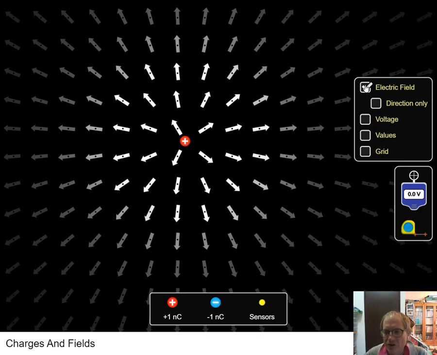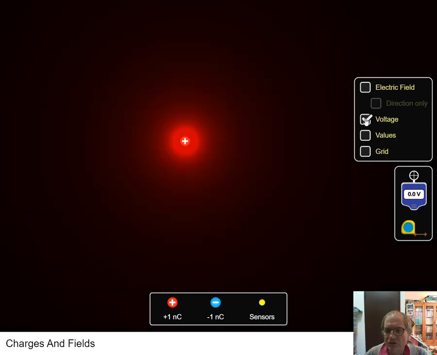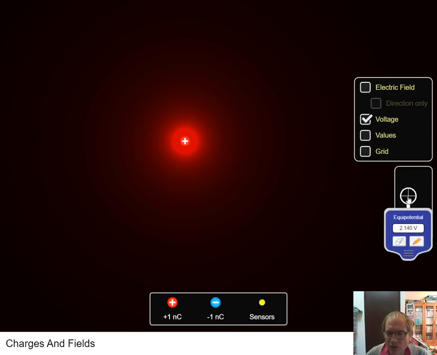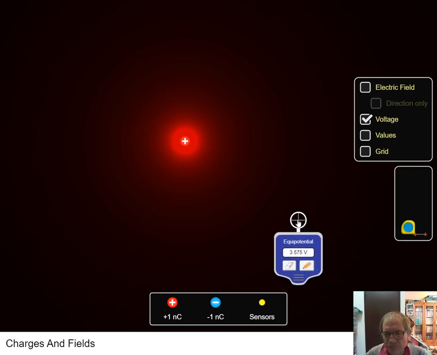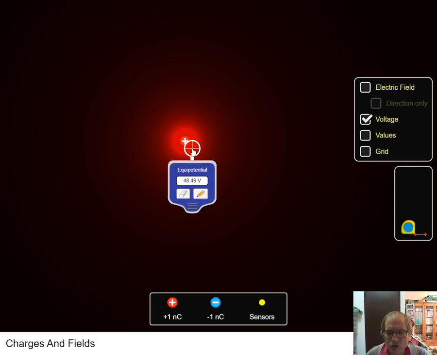All right, let's turn off the electric field now, and we're going to work on the voltage. You can see how it's brighter and it drops away. That gives us a feel for how it is. Now, if we want a little bit more detail, we can start with equipotential lines to see how the voltage is. This is where I'd like to start. So far away, we've got about 2 volts. Close by, we're up to about 50 volts.